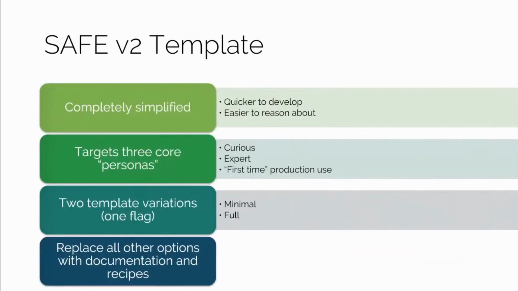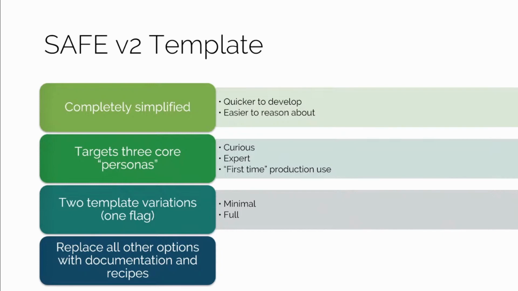So, good. One of the things we've changed then for Safe 2 is this template, which I'm going to demonstrate in a little bit. So one of the things it's done is, as I said, we've completely simplified the template. It's going to be easier for us to develop and easier for people to actually understand what it does and what it doesn't do. And we've really looked at targeting what I would call 3 personas of people that use Safe.